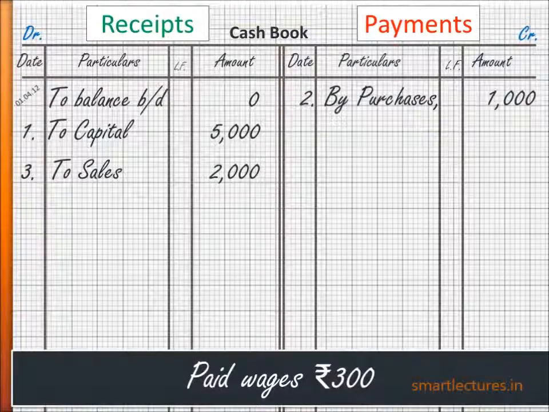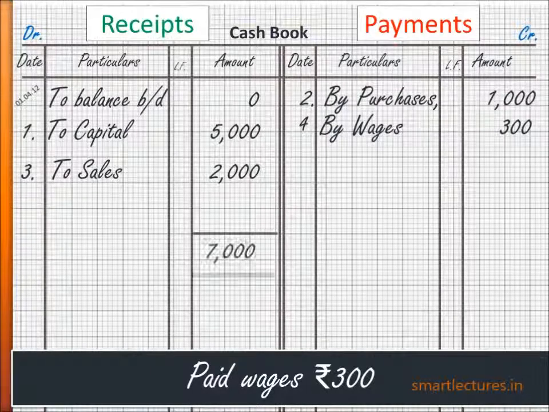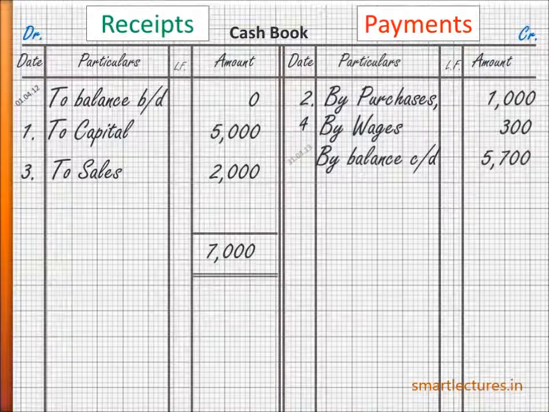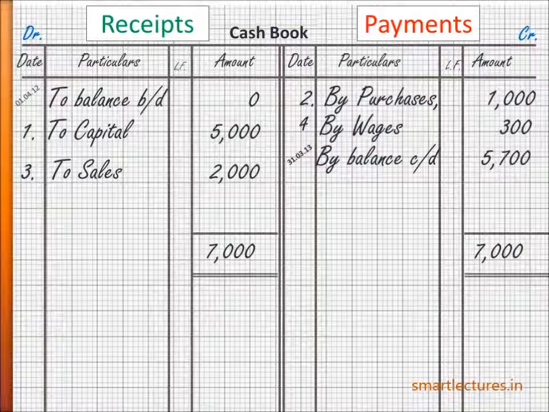Then wages, rupees 300. It's a cash transaction. It's a payment. Come on payment side. By wages, rupees 300. In this way, the total on debit side is rupees 7,000. So what will be the balance CD on credit side? I mean to say closing balance, by balance CD rupees 5,700. Total rupees 7,000. And closing stock was rupees 200. Nothing to do with the cash book.